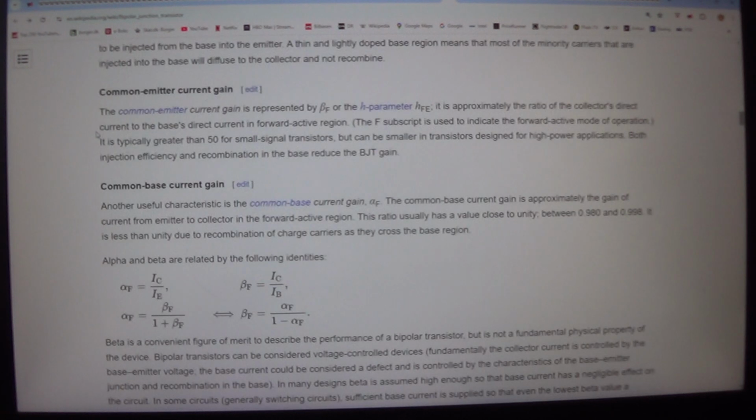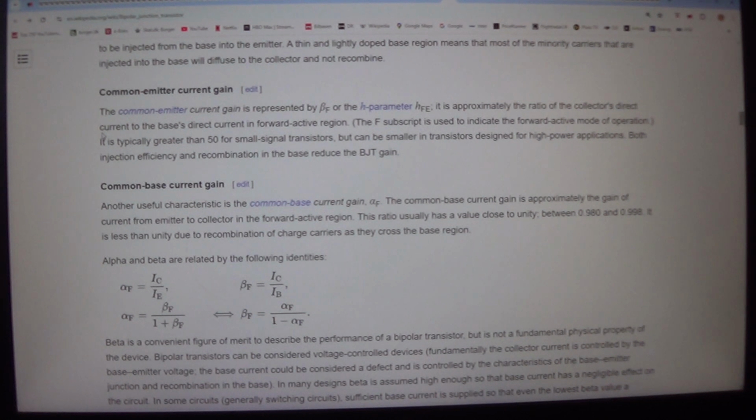Common emitter current gain. The common emitter current gain is represented by beta F or the H parameter hFE. It is approximately the ratio of the collector's direct current to the base's direct current in the forward active region.